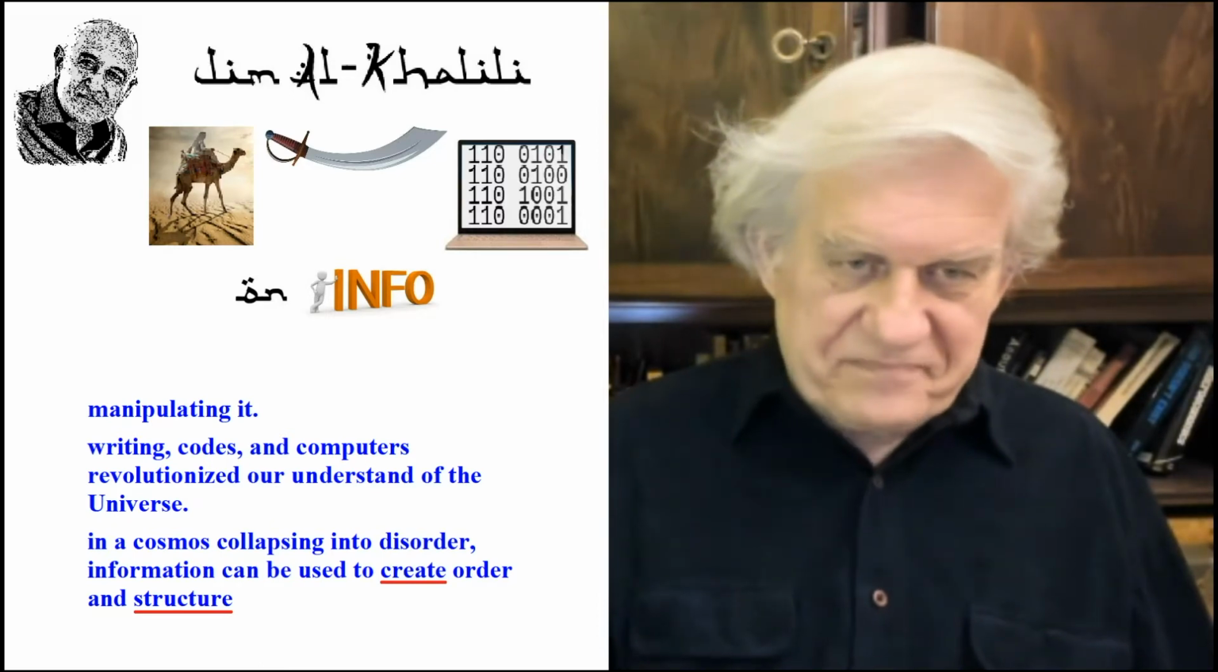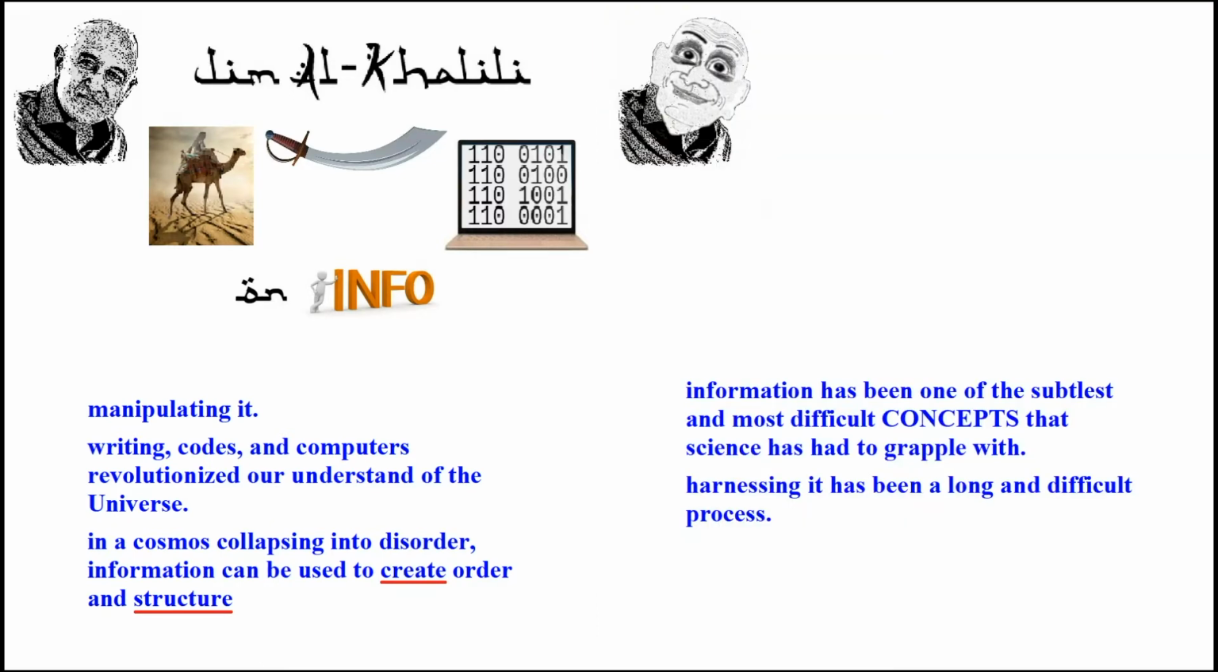Anyways, what does Jimmy do? Well, he says he's going to harness. He says information has been one of the subtlest and most difficult concepts that science has had to grapple with. Grapple, that's already sounding very kind of interesting, you know. Harnessing it has been a long and difficult process. Well, yeah, if it's a concept, it's very hard to harness a concept. I mean, did you ever try to put a harness or a saddle on love? Yeah, you can't harness a concept.